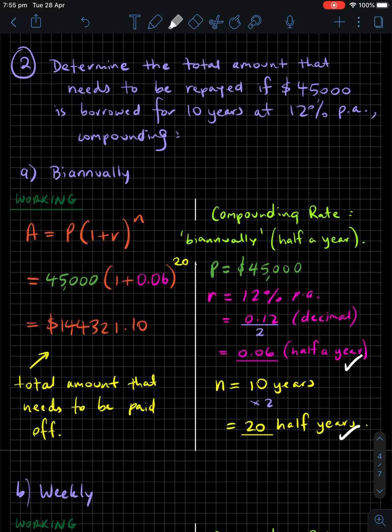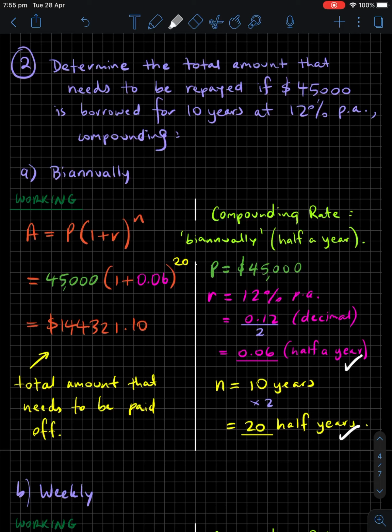Okay, so question 2. Determine the total amount that needs to be repaid if $45,000 is borrowed for 10 years at 12% per annum, compounding biannually. So our first question A, we want it to be compounding biannually. That means twice a year, or half yearly is another way to say biannually. Okay, so first up, we need to figure out that our compounding rate is this biannually, half a year, so it happens twice a year.